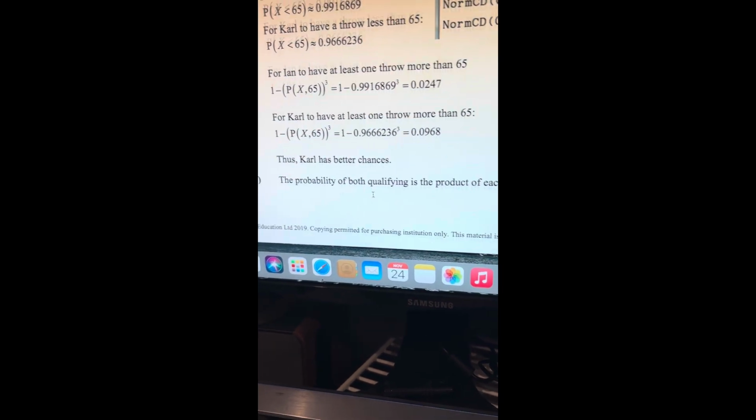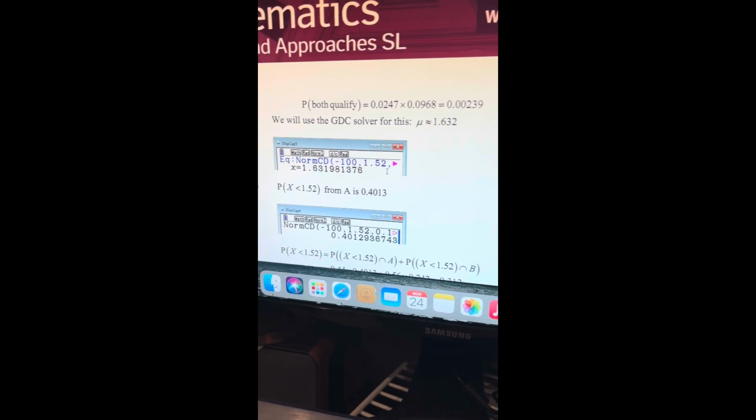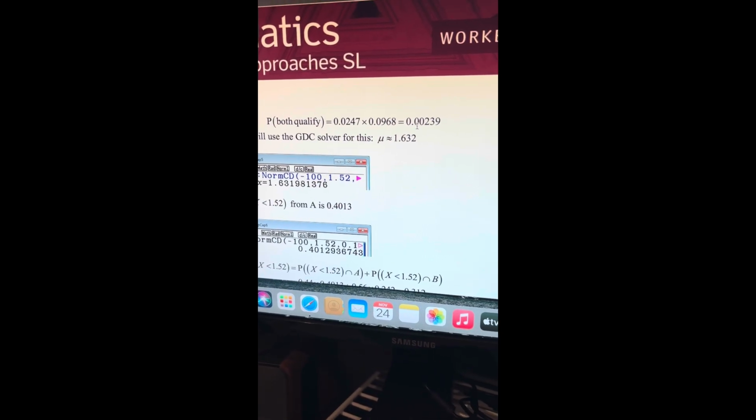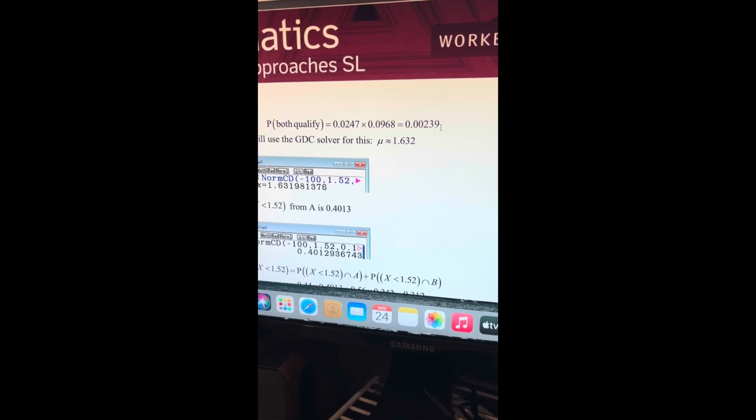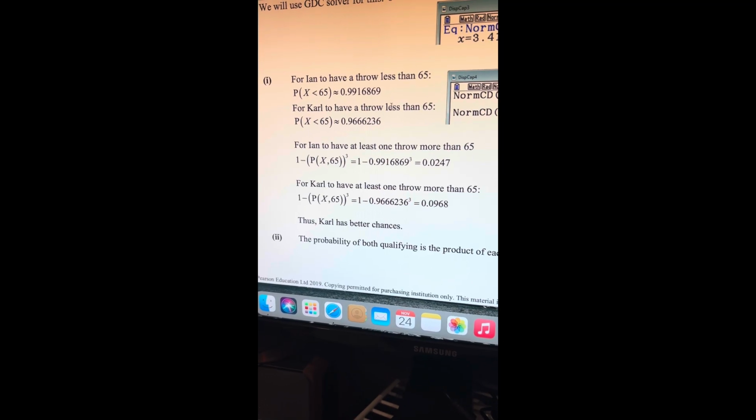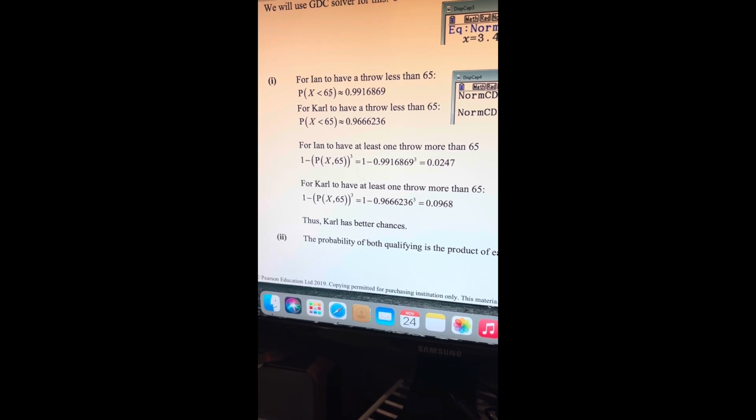I did look at the answer key for this one, the work solutions, and when we multiply those 2 values together, it looks like we should get 0.00239 approximately. Now, also looking at this work solutions, I don't know what they're doing in part 1 up here because the question very clearly states they're qualifying on the first throw, so we don't care about the other 2. They're taking the other ones into account here. So they've got a less than 65, but it says that it's greater than. So ignore this. This is not accurate.